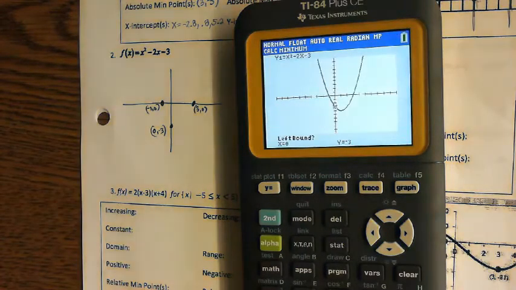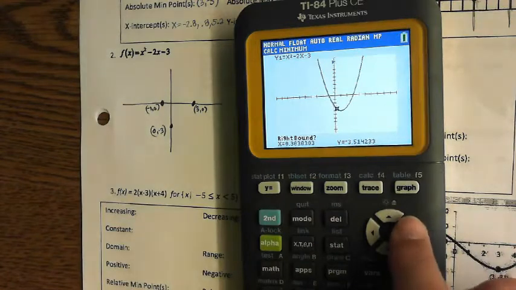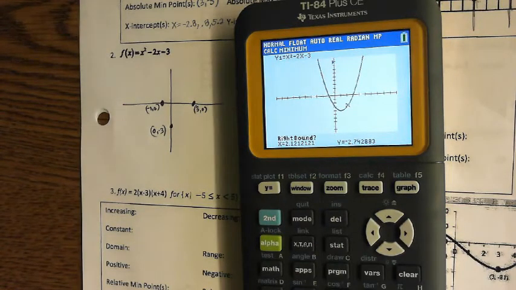Hit enter once, and again, it's going to ask us for a left bound, right bound. Go to the left of your minimum, which my cursor happens to already be there because I left off at my y-intercept, enter. And then it's going to say go to the right of your minimum. So scroll right, scroll right, scroll right. Make sure you turn that corner. Hit enter.